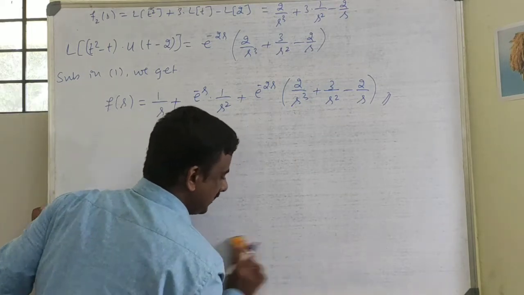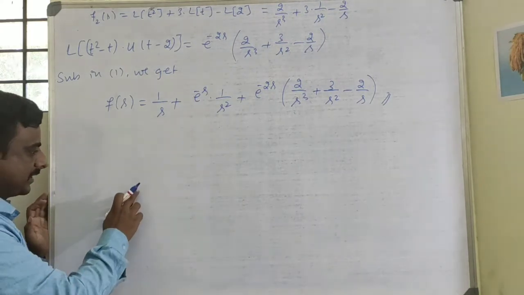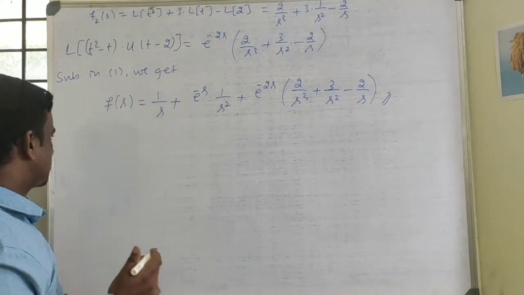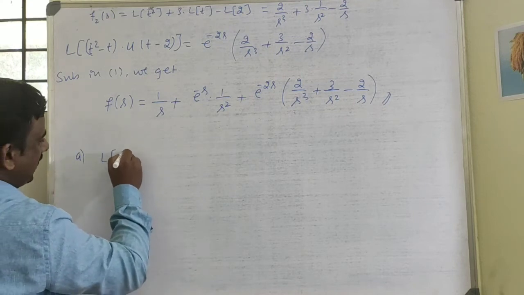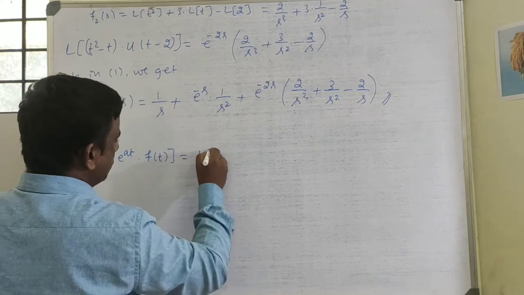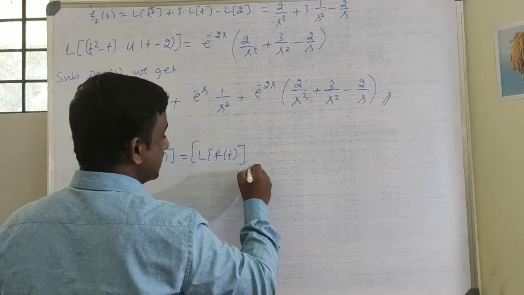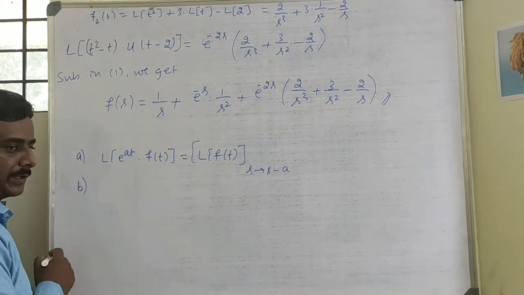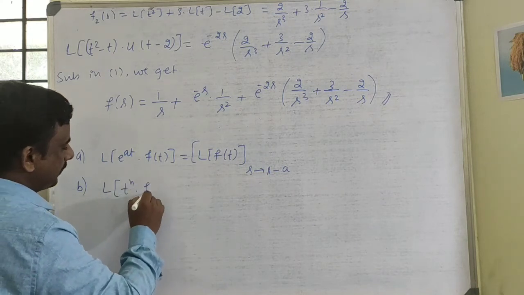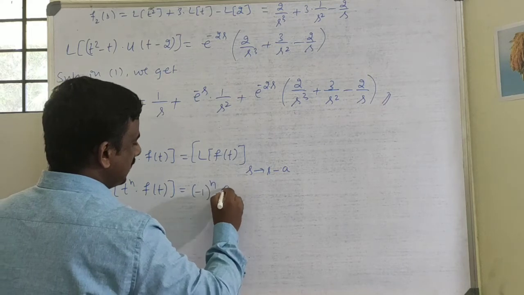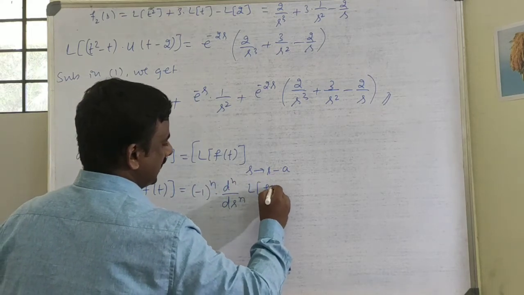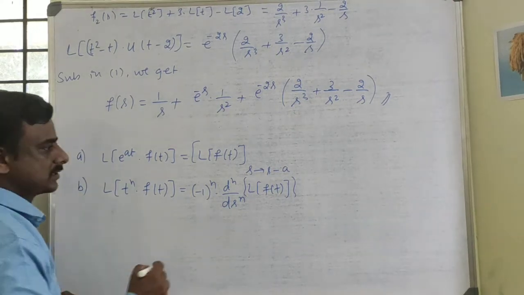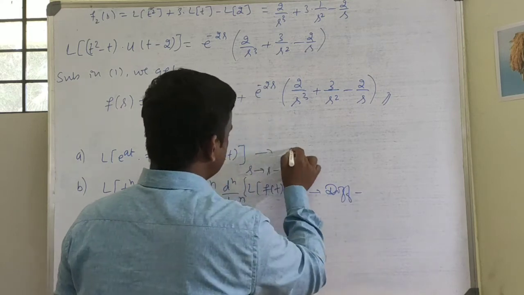So till now we have discussed what we mean by the Laplace transformation of a function f of t and simple problems on that. Then we have discussed 4 properties of Laplace transforms, and the most important 2 of them are: property 1, the Laplace transform of e power at into f of t equals the Laplace transform of f of t where s is replaced by s minus a. This is called the shifting property. And the second most important is property 2, differentiation: the Laplace transform of t power n into f of t is minus 1 power n times the nth derivative of the Laplace transform of f of t. This is called differentiation.